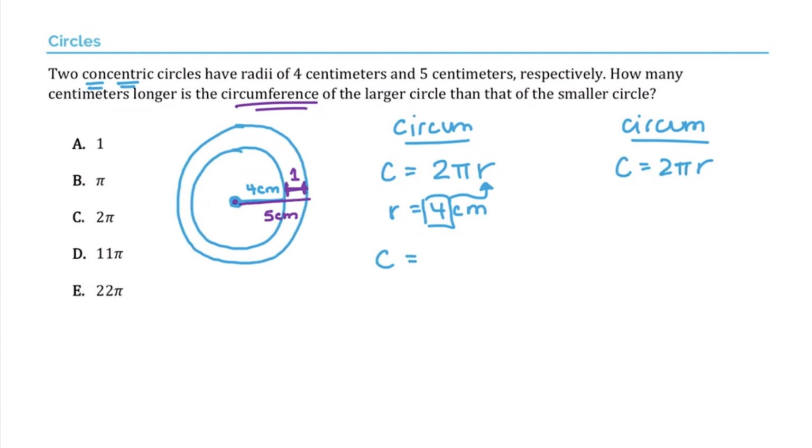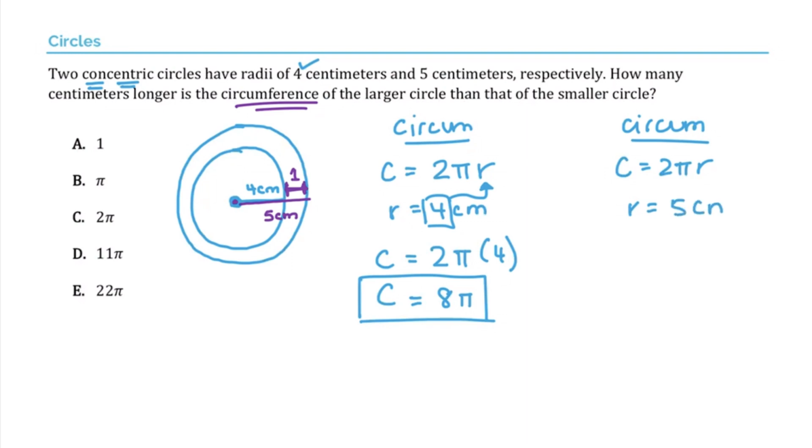That means that the circumference of our first circle is 2 times pi times 4, which is 2 times 4, which is 8 pi. So the circumference of our smaller circle is 8 pi. Now let's look at our larger circle. Remember, we've already taken care of the circumference of the circle with a radius of 4. Now let's do the one with a radius of 5.